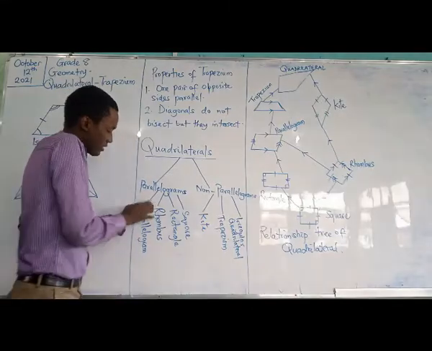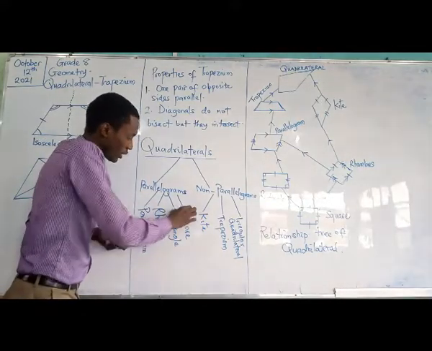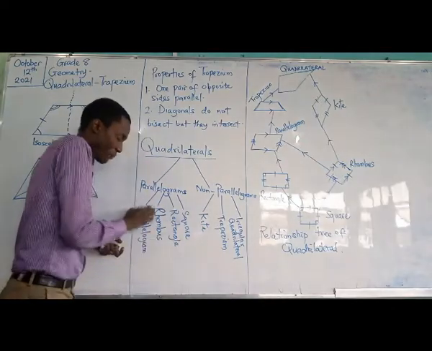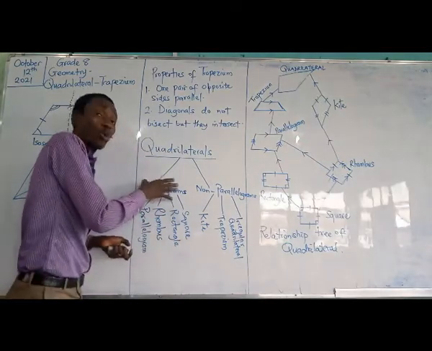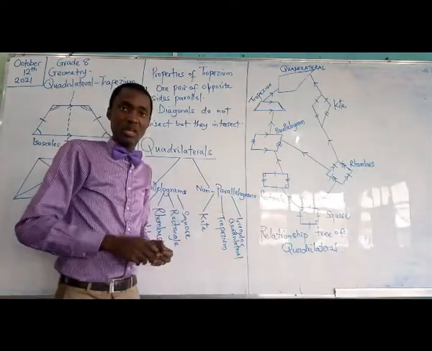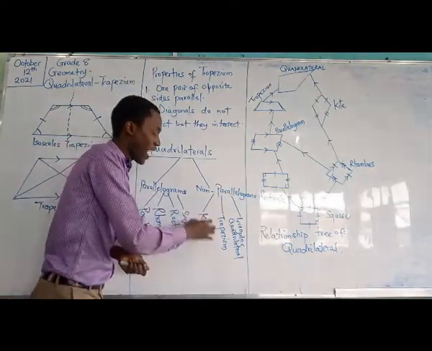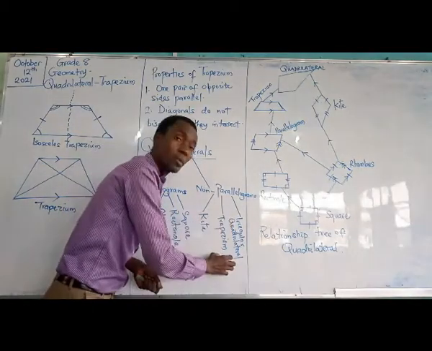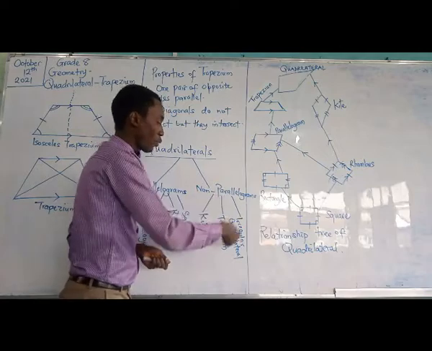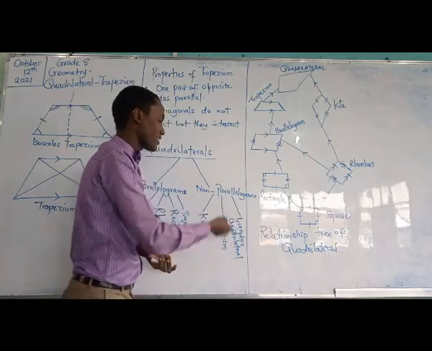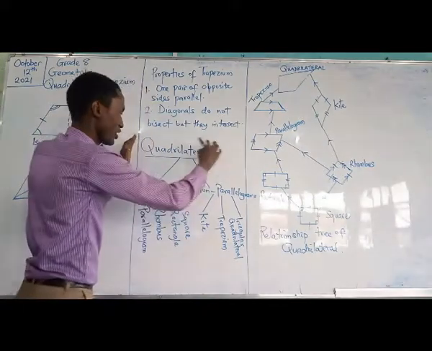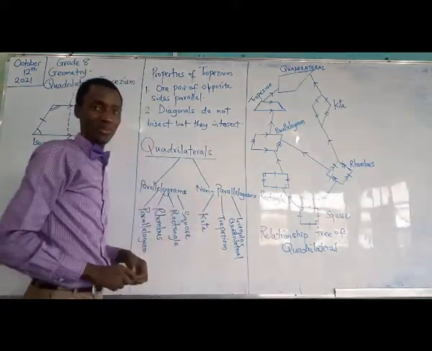So, this is parallelogram. We have squares, we have rectangles, we have rhombuses, and we have parallelogram, all coming under the family called what? Parallelogram. We have what is called non-parallelograms. Other non-parallelograms, we have things like kites, we have trapezium, and any other quadrilateral, irregular quadrilateral that is not a parallelogram. Now that takes care of a summary of our parallelogram.